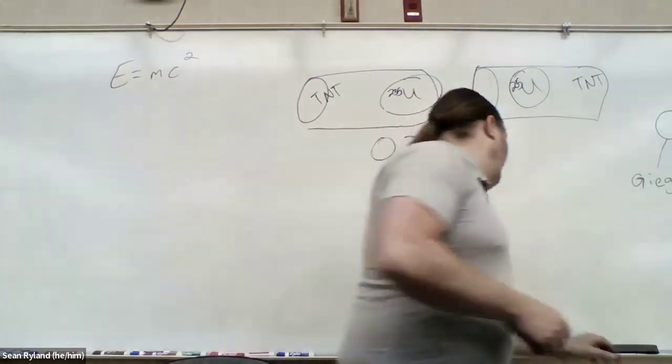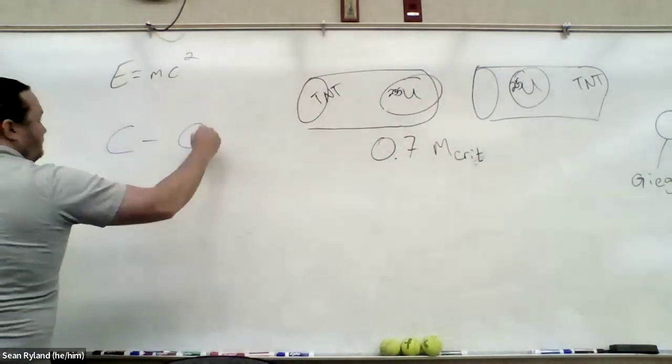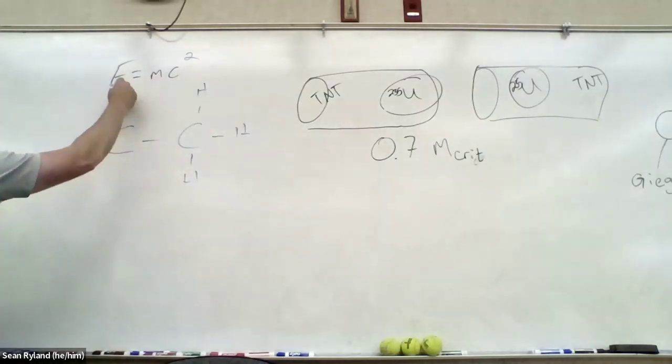A free radical is just something that, like if you took two carbons, so let's say we're just looking at a really small molecule like ethane.